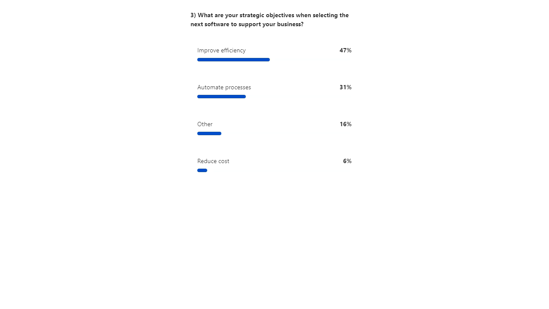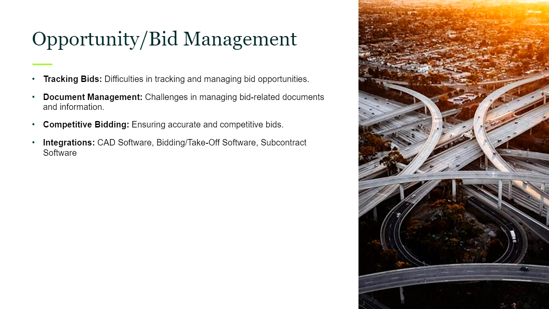And related to this, we're going to be talking about some of the more key criteria of what folks like you are looking for out in this space. So, support for opportunity or bid management, being able to track bids, being able to have proper documentation in terms of bid related documents and information. These are areas where people want support, people want enhanced capabilities, and they want to be able to leverage technology in order to do that.